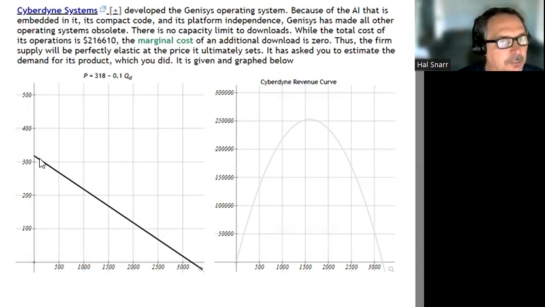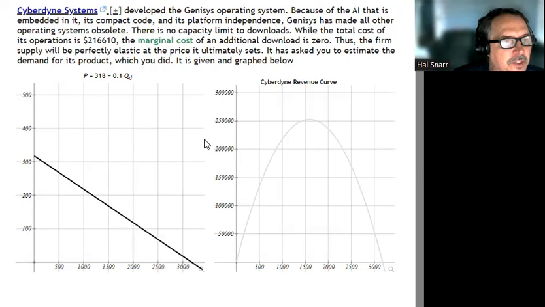There are some assumptions in this model. Total cost of the operations of this fictional company is $216,610. Those costs are fixed because the marginal cost of an additional download is close to zero, which makes sense because for the person downloading the 1,000th copy, that cost is the same as somebody downloading the next copy, the 1,001st copy. The difference in cost is close to zero.